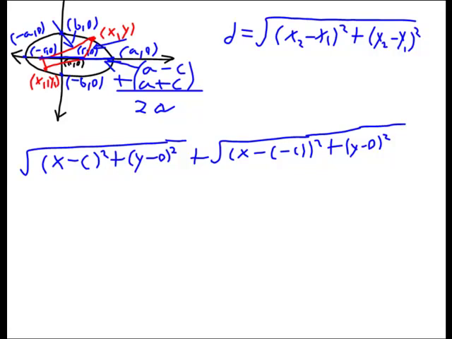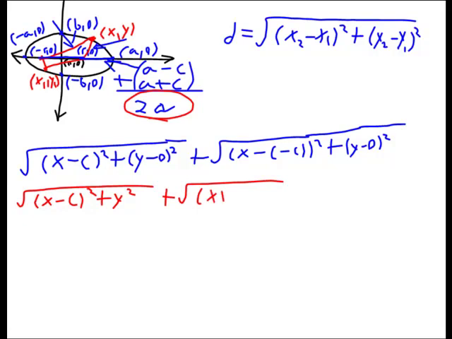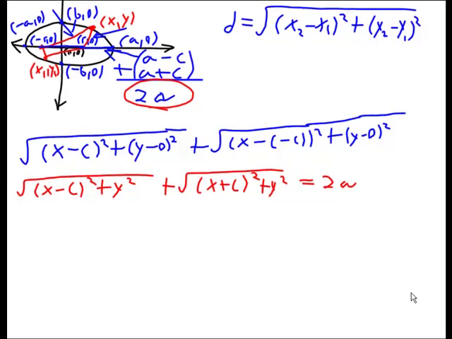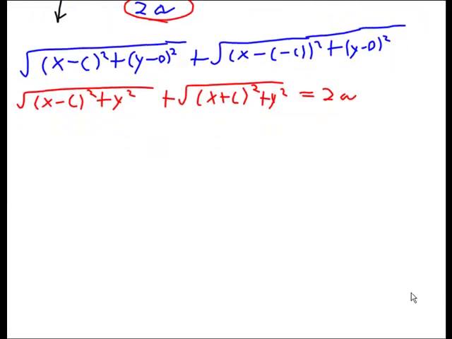And we know that'll equal our 2a value, which we found here. So if we simplify this, that'll be the square root of (x minus c) squared plus y squared, plus the square root of (x plus c) squared, because two minuses will make a plus, plus y squared, and that will equal 2a. So now if we can just do the algebra to manipulate it, we can find our standard equation for this ellipse centered at (0, 0).